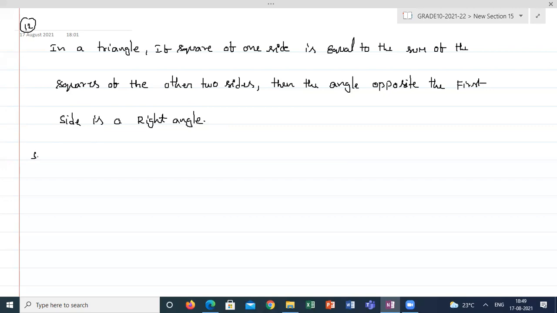Is it clear what I'm saying, guys? So it's like the converse of the Pythagoras theorem only, no? So what is the given data? Suppose I'm taking a triangle ABC, I don't know whether it's a right triangle or not. I'm taking AC as one side and the remaining two sides are AB and BC. So what is given here? The square of one side, that is AC square. Sorry, I'm taking BC as the corresponding side. Wait, here.